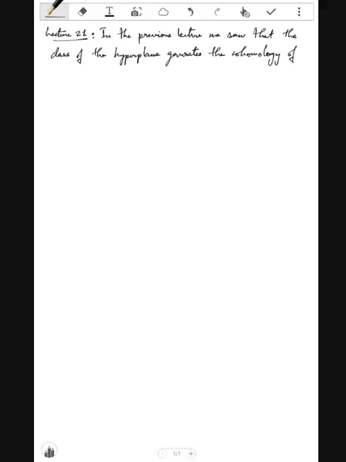In the previous lecture, we saw that the class of the hyperplane generates the cohomology of CPN.